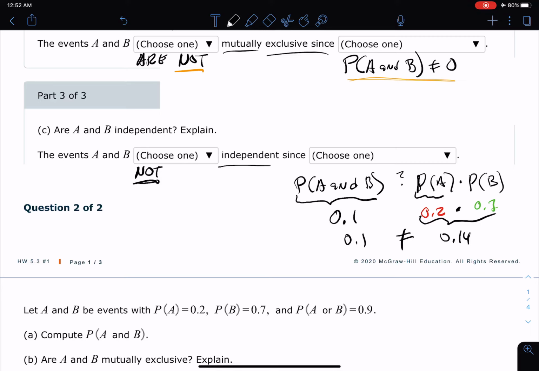And then choose a reason why, and you would just simply choose that they're not independent because the probability of A times the probability of B is not equal to the probability of A and B. I wrote it backwards, I guess. It doesn't matter that it's backwards, but the formula sheet had it in reverse order. Stuff on the right was on the left and vice versa. But that would prove it for us, okay?